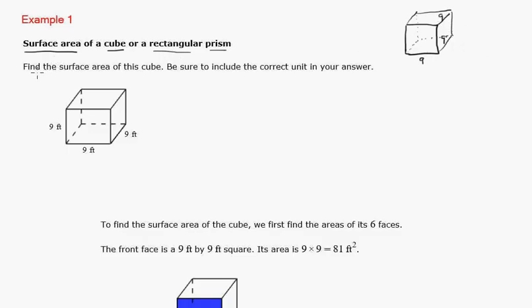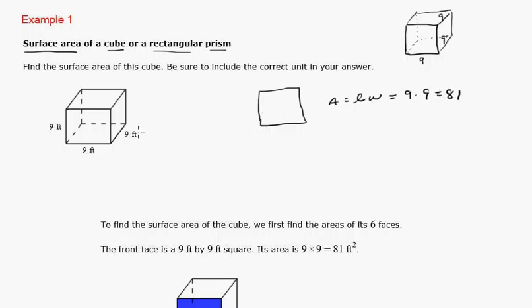Okay, so to find the surface area, think of it as if this was a box and you were going to wrap it. How much paper would you need to cover all the sides? We know that for one side, the area is just the length times the width, so 9 times 9 is 81.